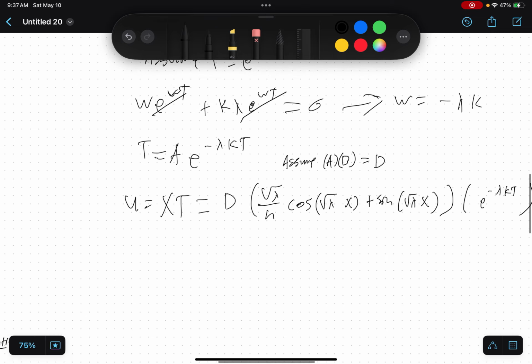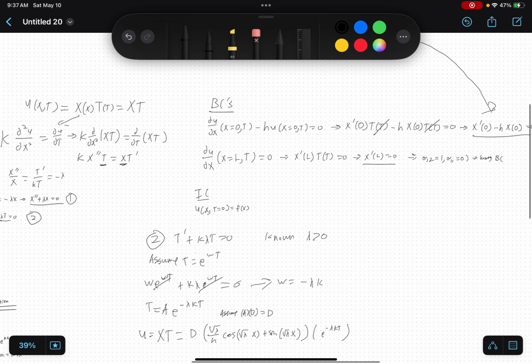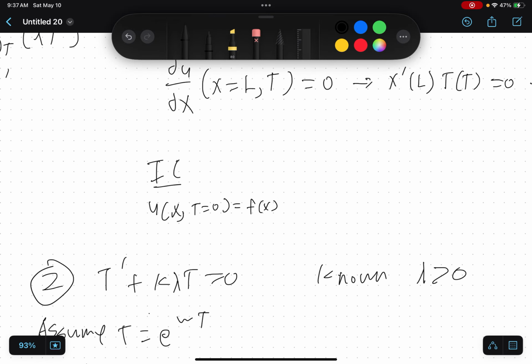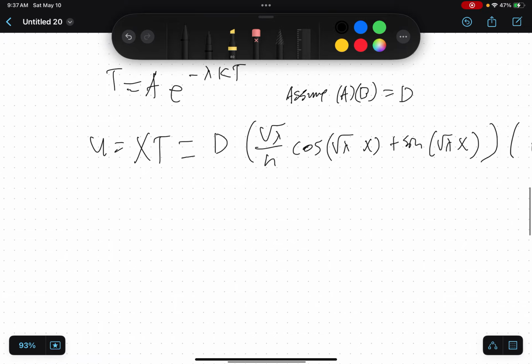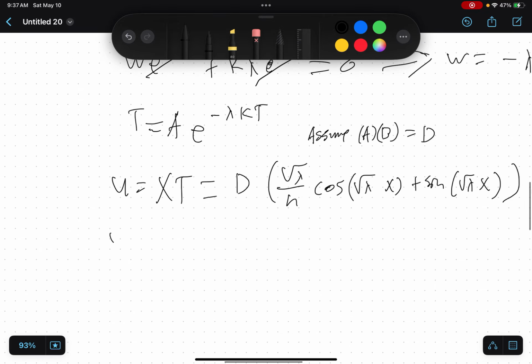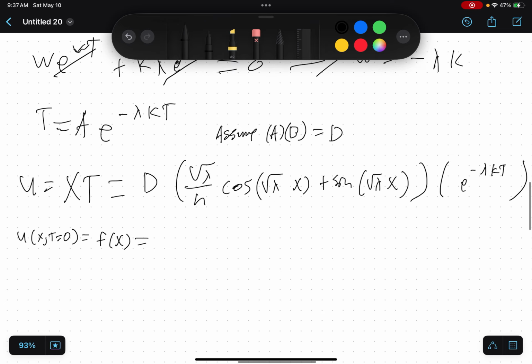All right, well, let's write it out. U at t equals 0 equals a function. So U at x, t equals 0 equals f(x), which equals d times all this stuff, which is going to stay the same.